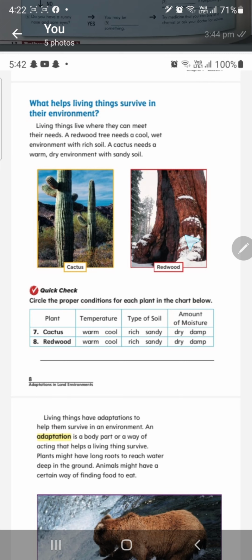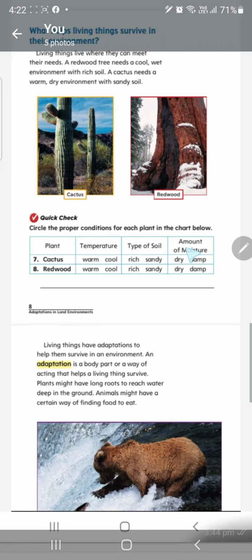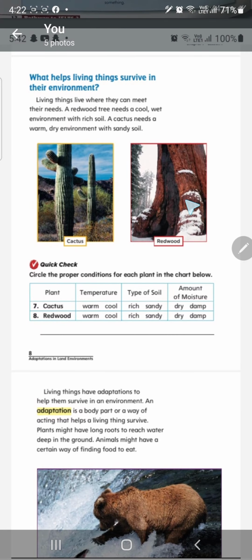A redwood tree. This is the redwood tree. Can you see it? Really big. It needs a cool, wet environment. So, can you find this redwood in the desert? No, teacher. The weather is not wet and not cool. It also needs rich soil, with a lot of minerals in the soil.